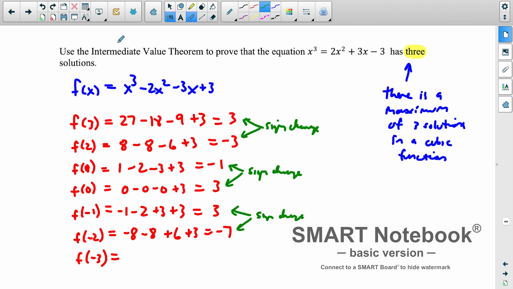Alright, that is the intermediate value theorem. A bit of a strange one for you, but hopefully that makes sense.